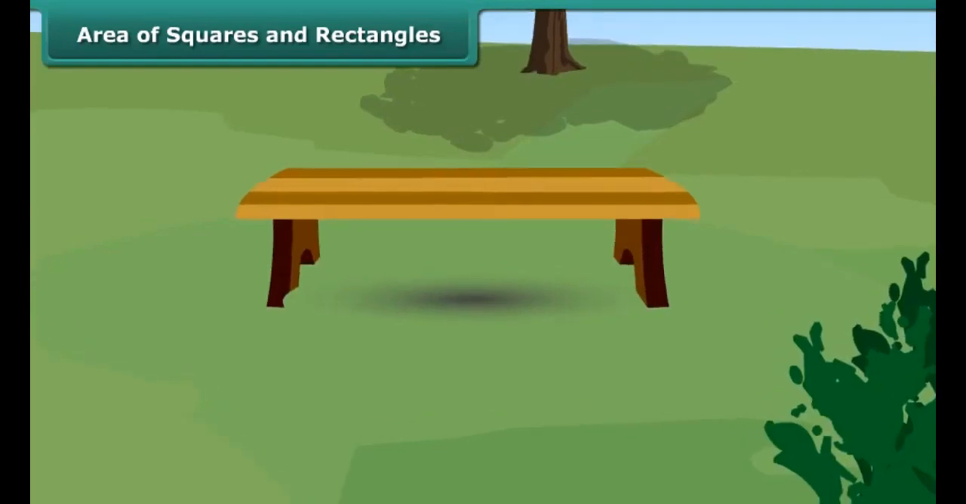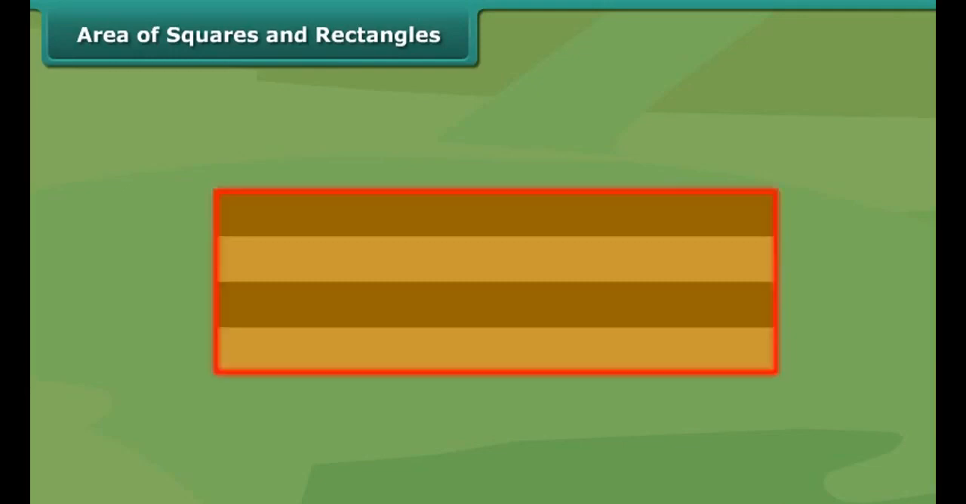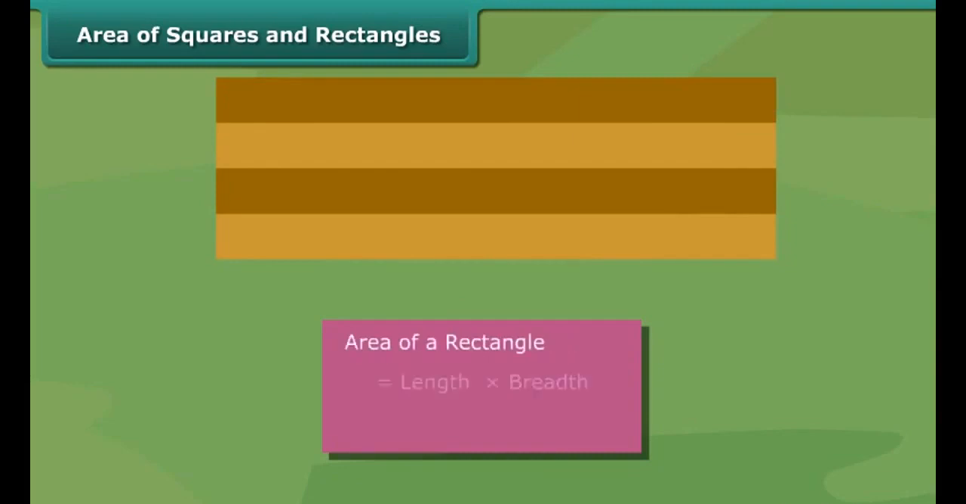You have noticed the shape of the bench in the park. It is in the shape of a rectangle on the sitting top portion. Can you find the area of the top of the bench? Yes, if you have the measures of the length and breadth of the rectangle, we can find the area. The area of a rectangle is the product of its length and breadth.